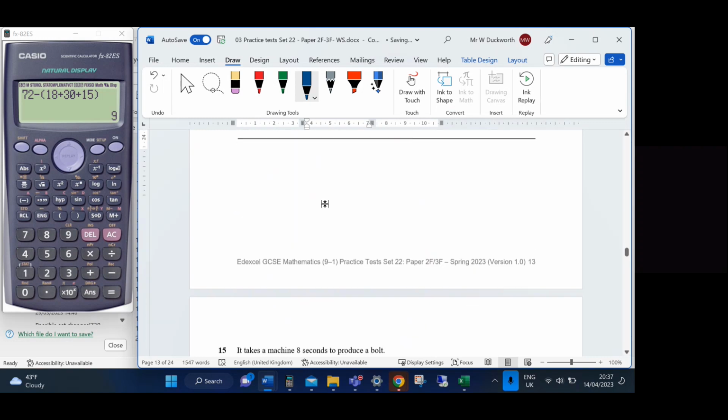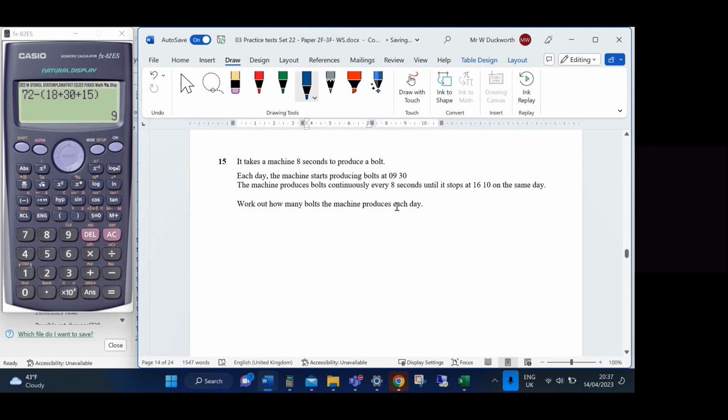Right then, question 15. It takes a machine 8 seconds to produce a bolt. Each day the machine starts producing bolts at 9:30. The machine produces bolts continuously every 8 seconds until it stops at 16:10 on the same day. Work out how many bolts the machine will produce each day.